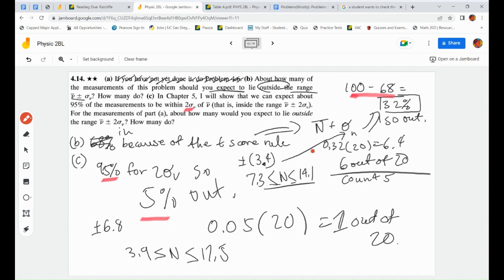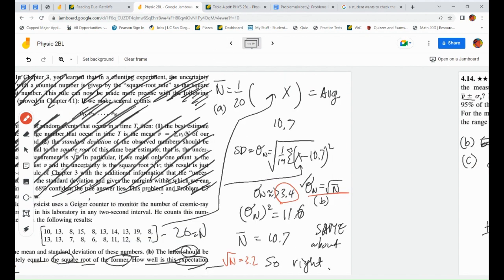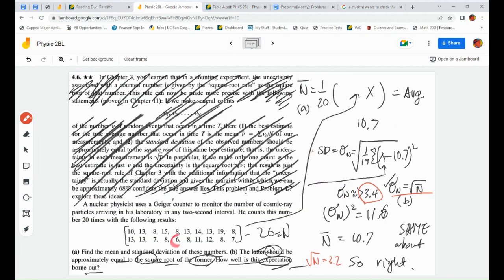So 100 minus 68 equals 32, which gives you, if you multiply it by 20, 6.4, which is 6 out of 5, we count 5 out of there. We know it because 3.4 is the deviation, so you can figure out the range of n is supposed to be, so 7 point, and then count over here like this one.